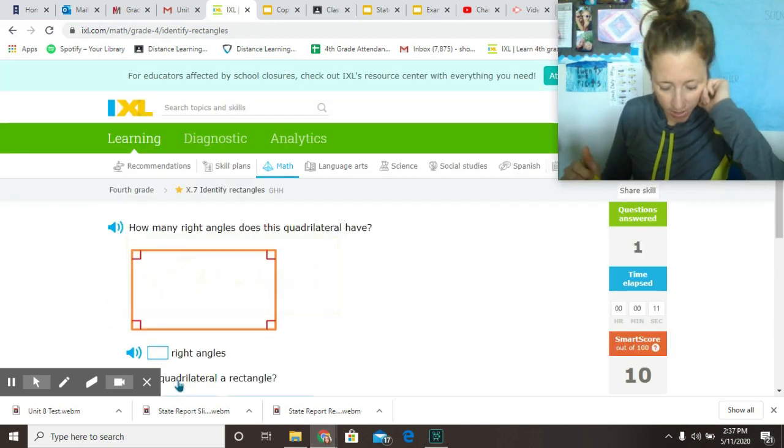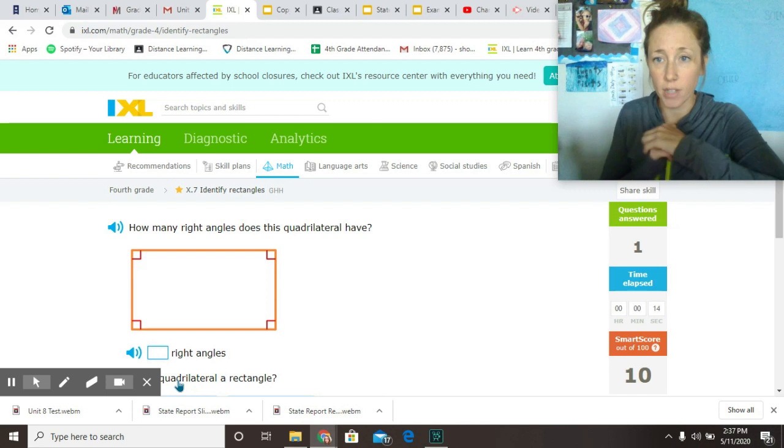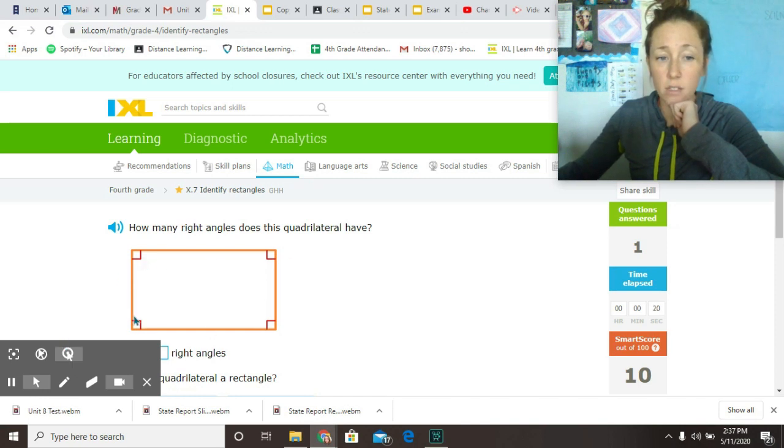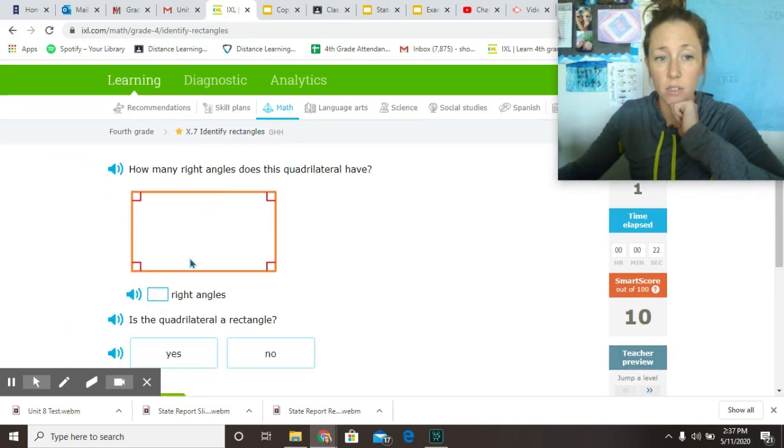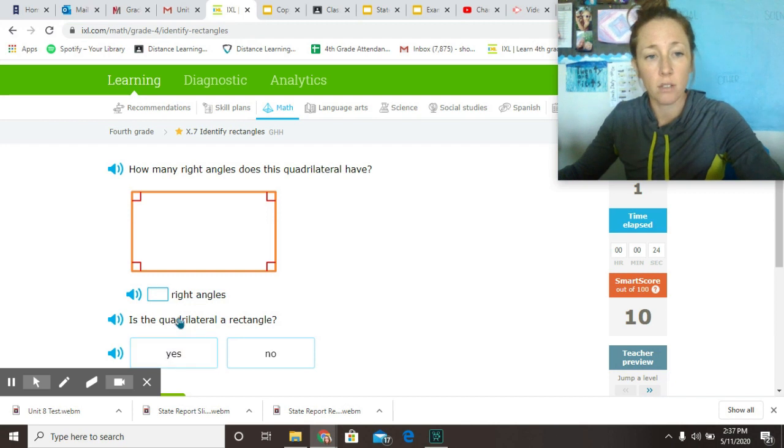So remember, a rectangle has to have opposite sides that are congruent, like a parallelogram. It has 2 pairs of parallel sides, and it has 4 right angles. So this is 4 right angles. The opposite sides are congruent. I see the opposite sides are congruent and parallel, so yep, it's a rectangle.